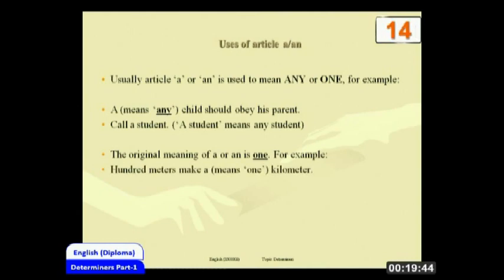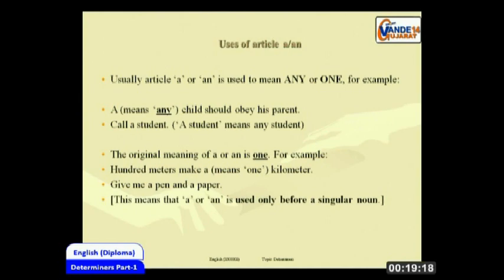100 meters make a kilometer. Here the meaning of a is one. In other words, we can say 100 meters make 1 kilometer. A kilometer means 1 kilometer. Give me a pen and a paper. Give me one pen and one paper. Here the meaning of a is one.